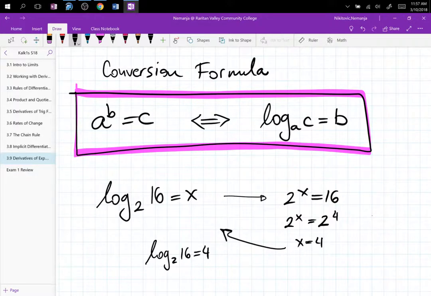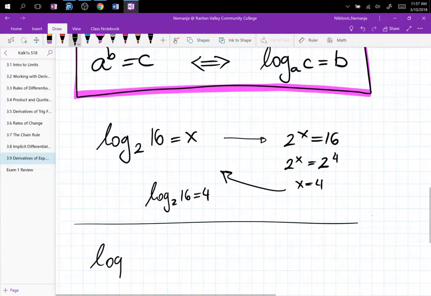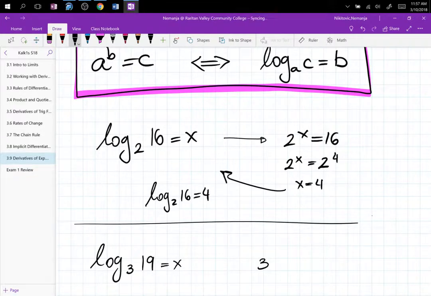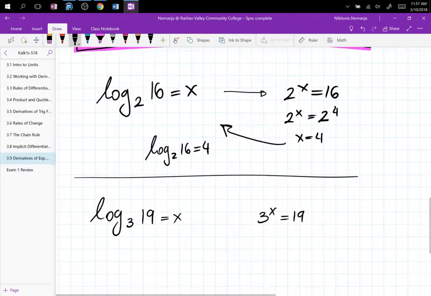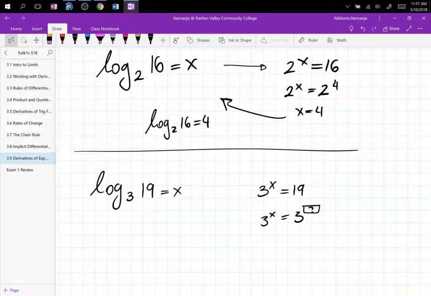You can't do this method for anything out there. For instance, log base 3 of 19. Well, you can just cry, because your conversion is 3 to the x equals 19. And if you try to write this, what do you put in this box? Because that would be the answer. Which is the reason why we use calculators for logs.